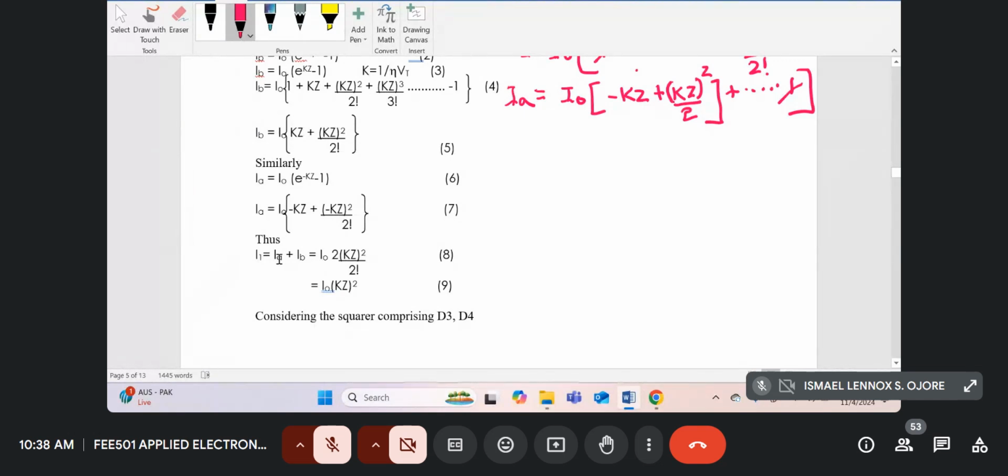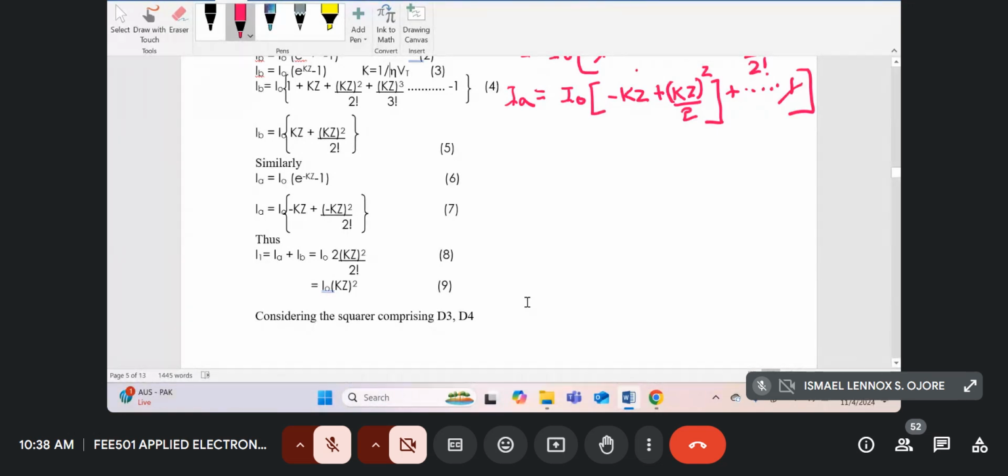So I1 is IA plus IB, which is just I naught into 2 times kz squared over 2 factorial. The 2 factorial is just 2, so this 2 will cancel with the other 2 over here, so we just remain with I1 is just I naught kz squared. So that's how we determine the sum of the currents flowing through diodes 1 and 2.